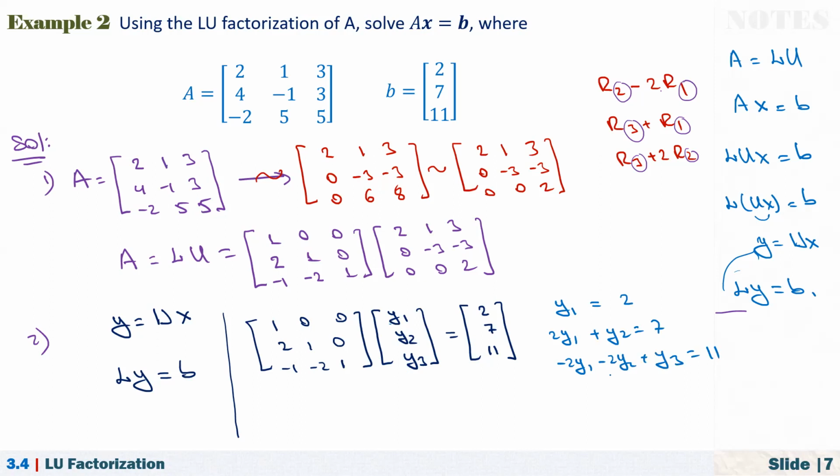By forward substitution, we can find y1, y2, and y3. So from here, what is y1? That's equal to 2. And how about y2? 7 minus 4, that's equal to 3. And how about y3? Minus 2 minus 8 is plus 2 times y1 plus y2. y1 plus y2 is 5, right? And 2 times 5 is 10. So 11 plus 10, that's equal to 21.